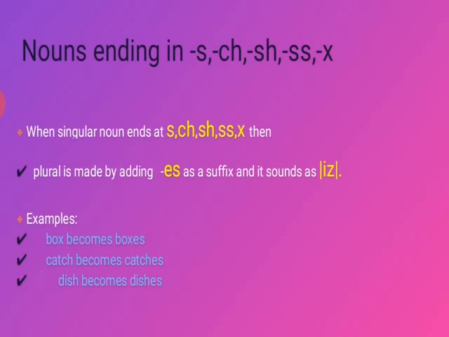The next example is ending on the ch sound, catch. So again we have added es at its end and it's pronounced as catches. And the last example here is ending on the sh sound, dish, and it has become dishes.